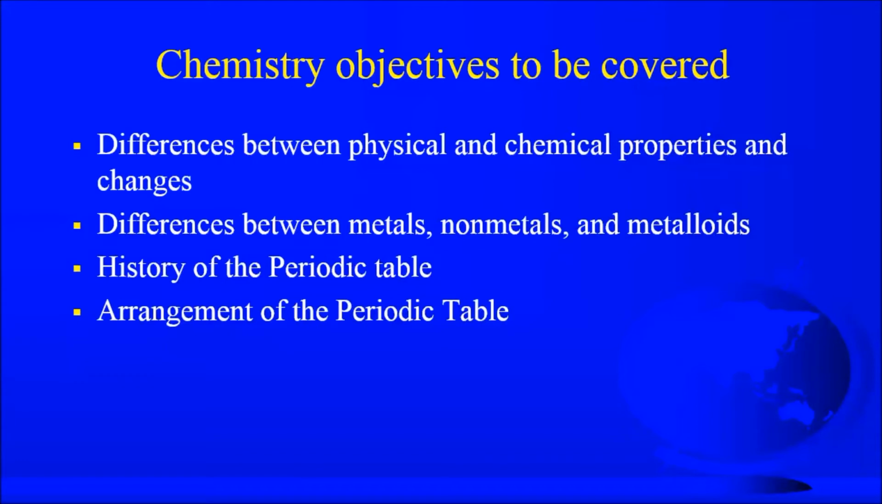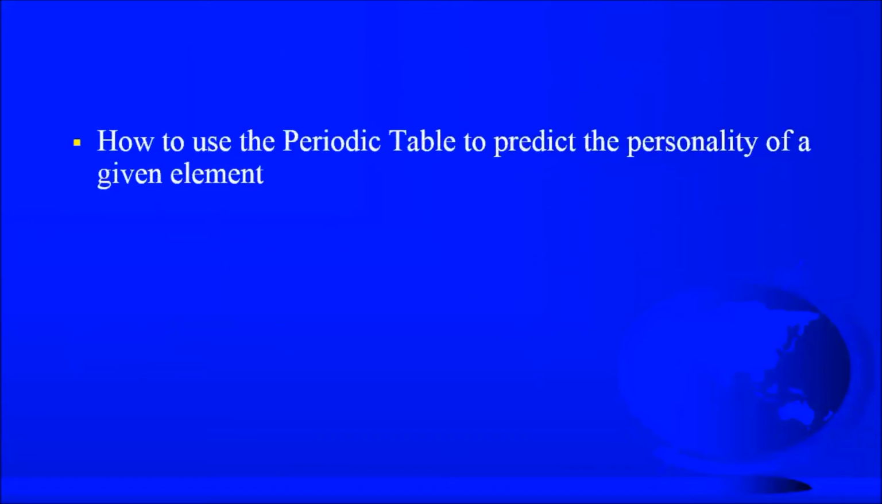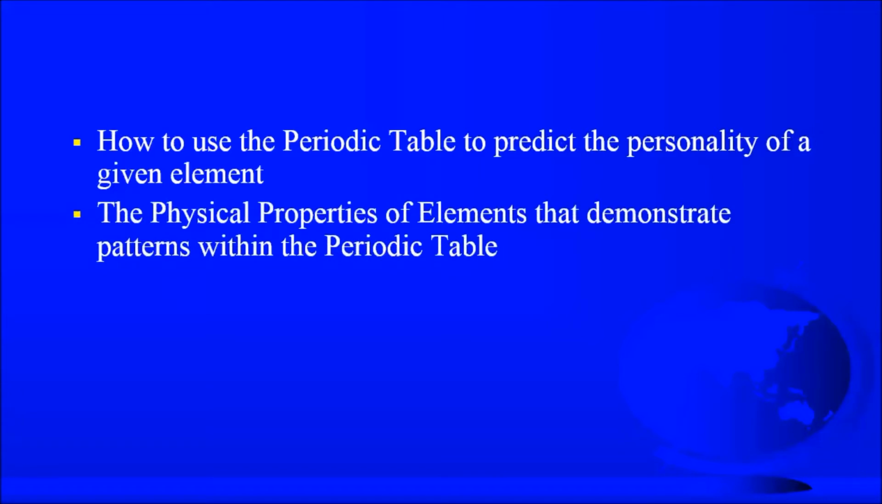All right, so some of the things we're going to cover this chapter: the difference between physical and chemical properties, which is a review, difference between metals, nonmetals, and metalloids, the history of the periodic table, and the arrangement of the periodic table. How to use the periodic table to predict the personality. We can predict its identity by just knowing how many protons it has, but its personality comes from the number of electrons. So by the end of this chapter, we'll be able to map out the number of electrons in order to know why an atom acts the way it does.